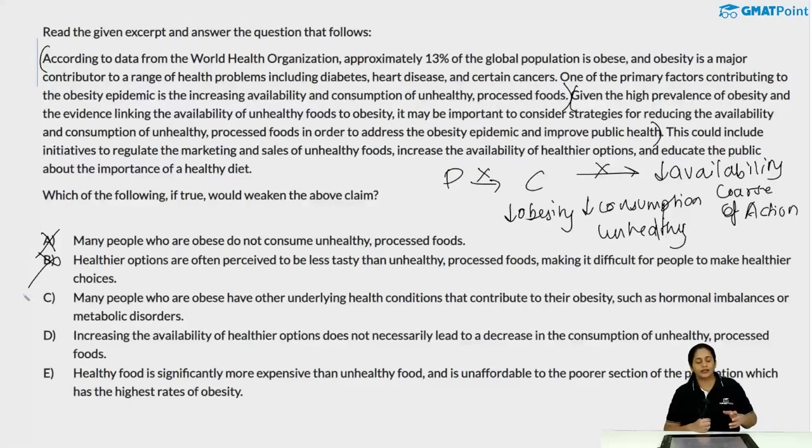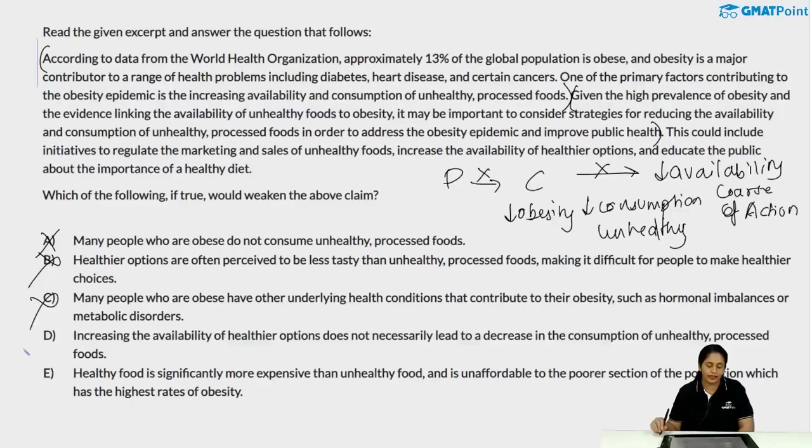So, even in that particular case, even with the information in option C, we would still say that our course of action would still be effective in reaching our objective of reducing the obesity pandemic. So, option C is still incorrect.